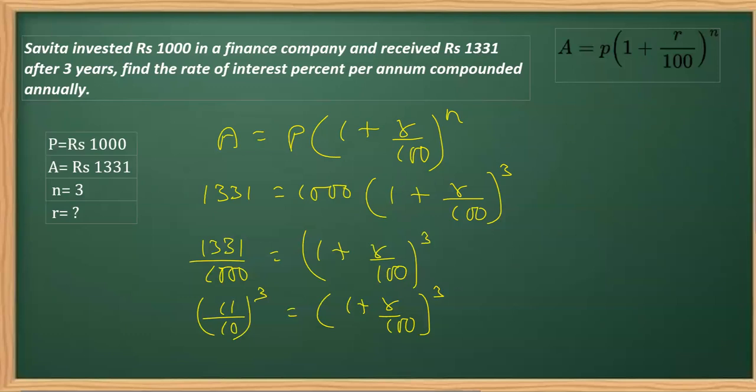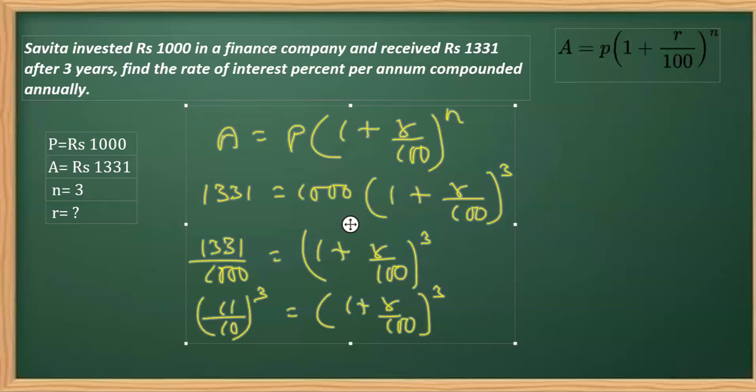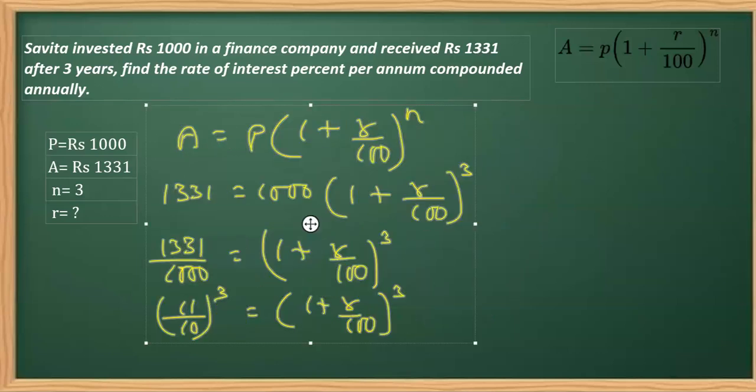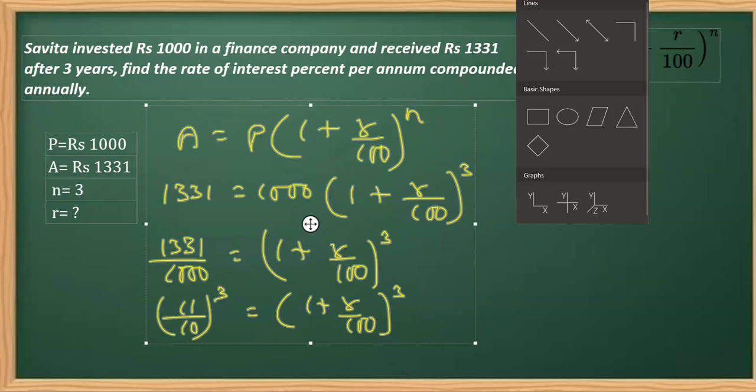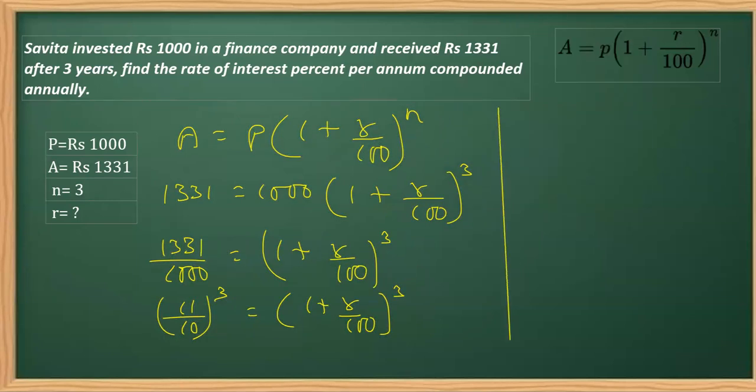Now, if you compare the LHS and RHS here, as they have the same power, what we can do in this case is equate their bases and say that 11 over 10 is equal to 1 plus R over 100, as they have the same power on both sides.